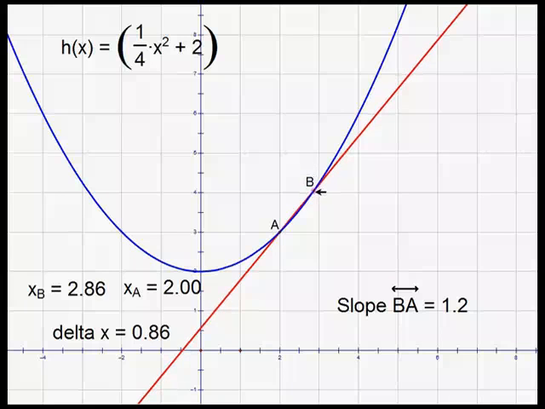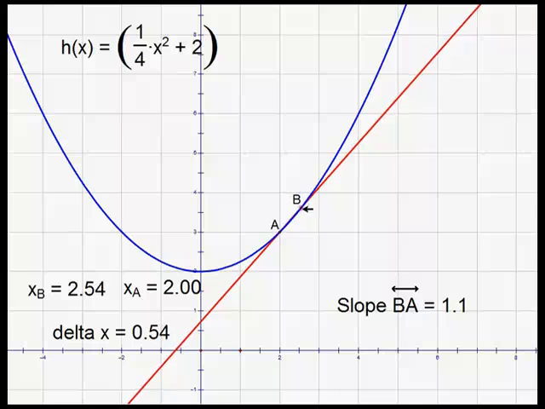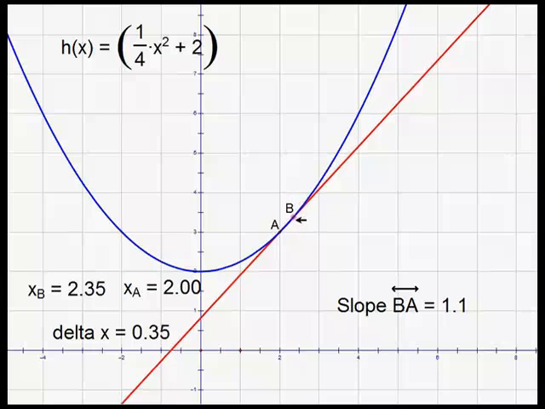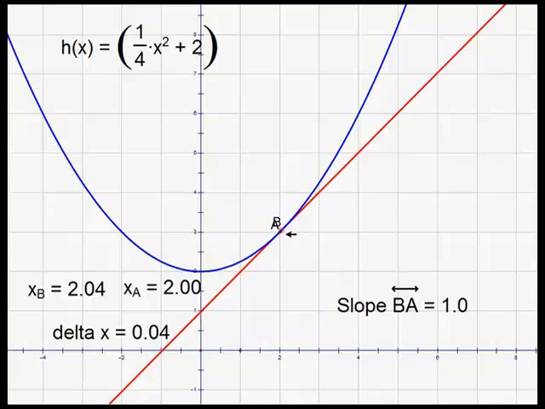If I slide point B down more and more, here's delta x. Delta x is shrinking. Now we're down to about 3/4. Closer and closer and closer, and we can see our slope is changing. So when we get point A right on top of point B, right now delta x is a very tiny 0.01.